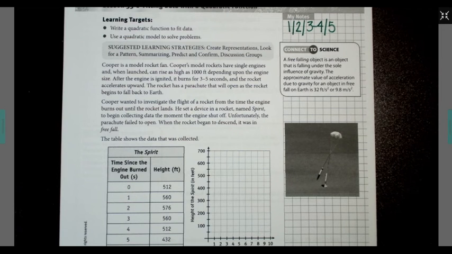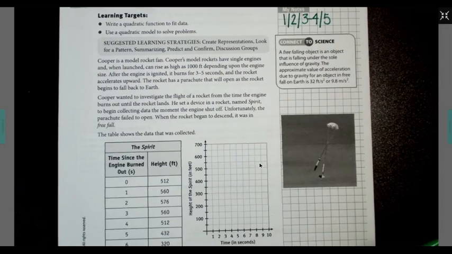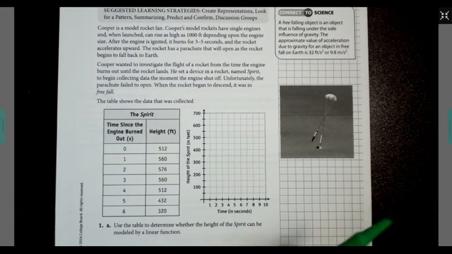Cooper is a model rocket fan. Cooper's model rockets have single engines, and when launched can rise as high as 1,000 feet depending upon the engine size. After the engine is ignited, it burns for 3 to 5 seconds, and the rocket accelerates upwards. The rocket has a parachute that will open as the rocket begins to fall back to Earth. Cooper wanted to investigate the flight of the rocket from the time the engine burns out until the rocket lands.